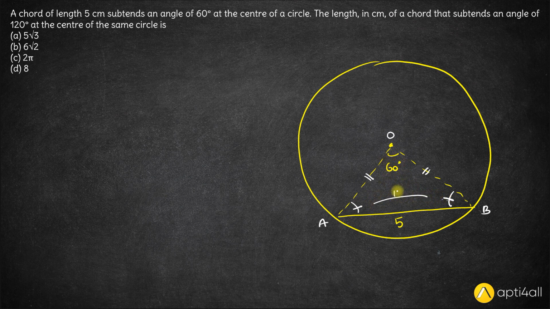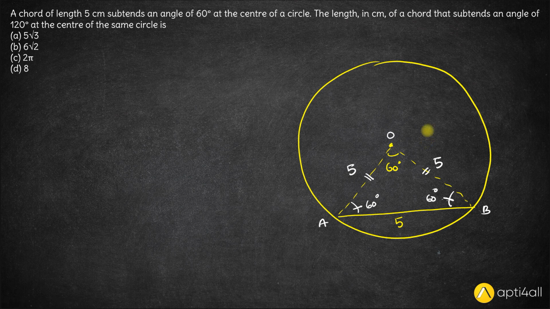So the sum of these two angles will be 120 degrees, and since they are equal, each will be half of 120. So each of them becomes 60 degrees. So this triangle OAB becomes an equilateral triangle. Hence the radius of the given circle is 5 units.